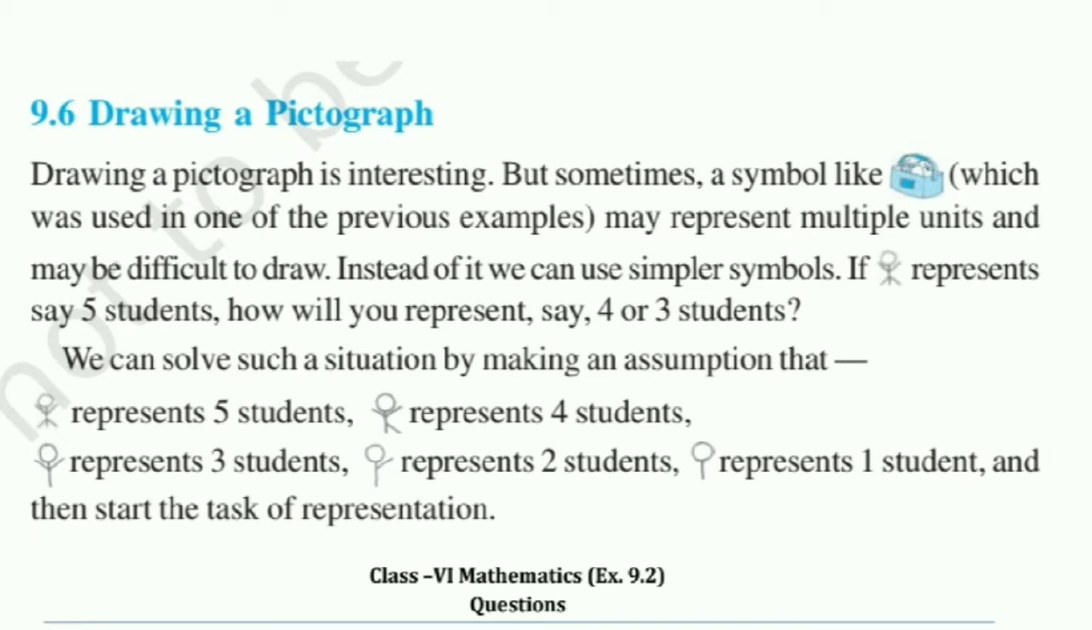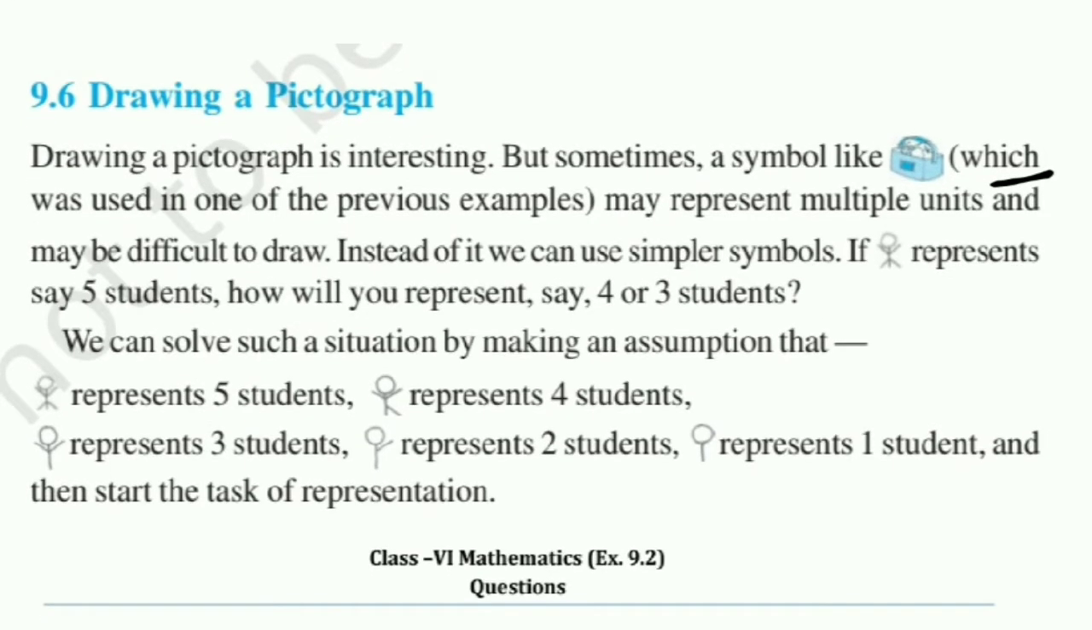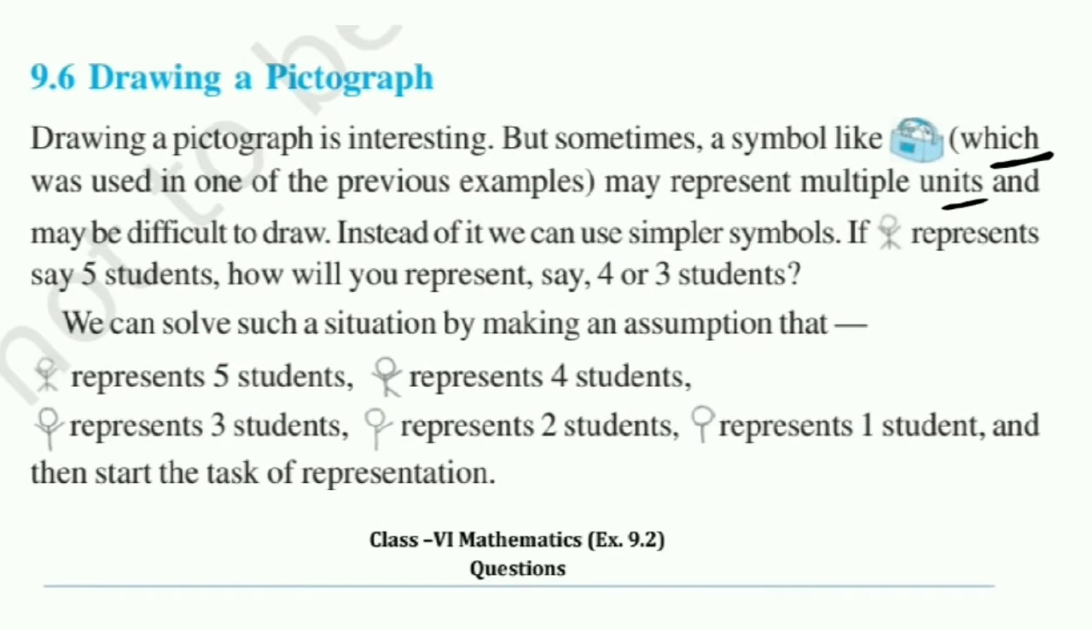In this one, how to draw a pictograph? See, drawing a pictograph is interesting, but sometimes a symbol like this, which was used in one of the previous examples, may represent multiple units and may be difficult to draw. So a simple thing you can do is draw according to your situation.